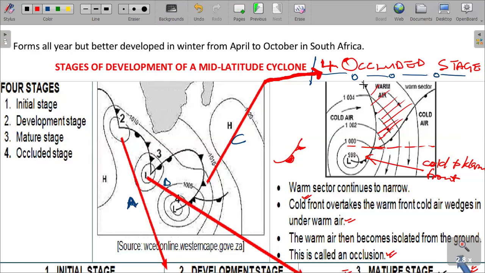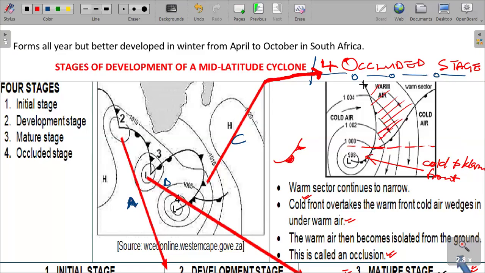What we need to understand is that the entire warm sector, or warm air, is above the ground, and there is no more warm air on the surface. We no longer have warm or cold fronts present, because there are no longer two distinctly different air masses. That is why we don't have warm and cold air. I'm talking about stage 5, the dissected stage.